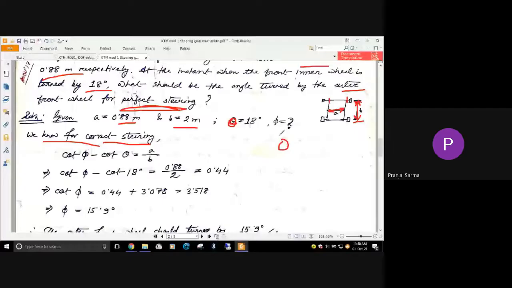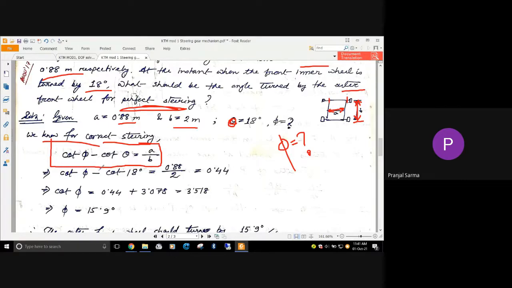So now we know a and b, we know theta, but we don't know phi, that is the angle turned by the outer front wheel. But what we do know is that there is a standard relationship for correct steering. If the vehicle has to turn properly when the inner front wheel has turned 18 degrees, then there is a standard angle by which the outer front wheel should also move. That relationship is cot phi minus cot theta equal to a by b.